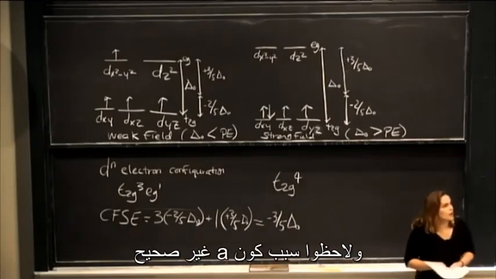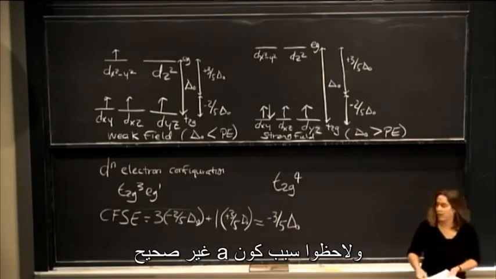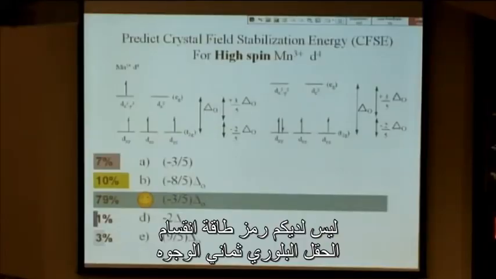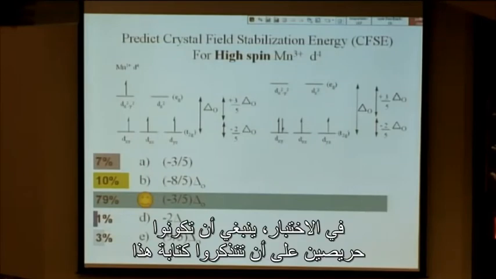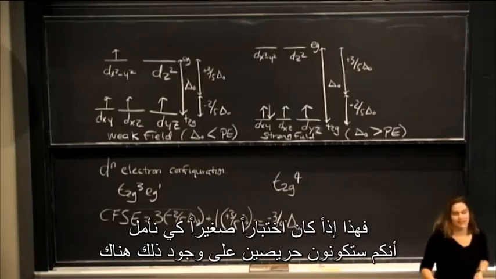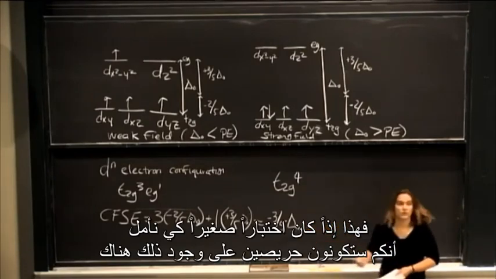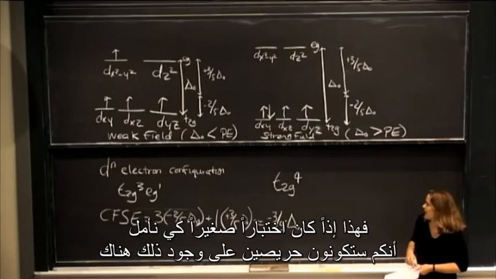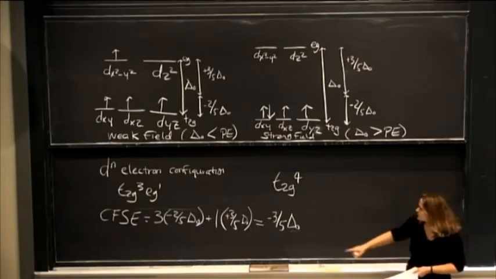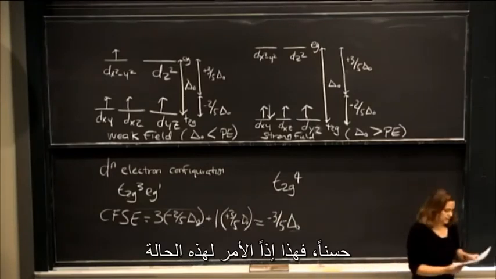And notice why A is not correct. You don't have the symbol for the octahedral crystal field splitting energy. On a test, you need to make sure that you remember to write this term. So this was a little test so that you hopefully emphasize that you want to have that there. All right, so that's for this one.